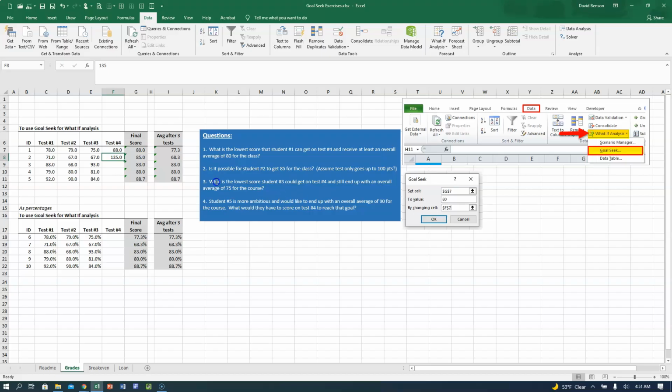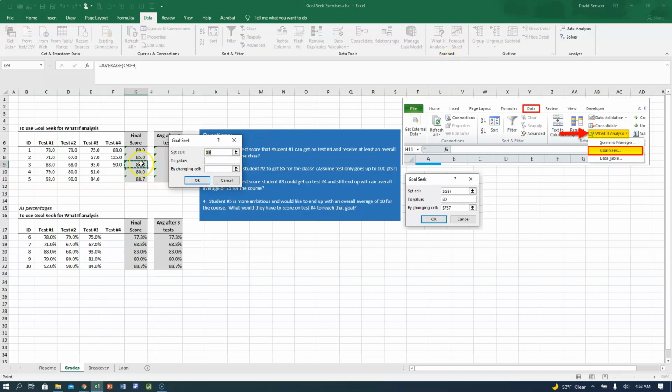On question 3, let's say this student says, you know what, I only need to get a 75 for the class, so what's the lowest score I could get? I'm actually going to put in a value here of like 90, just so that you can see that Excel can find a value lower than it as well. I'm going to put my cursor here in G9, and I'm going to go What If, Goal Seek?